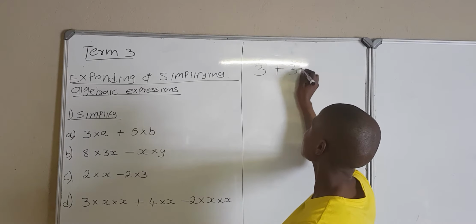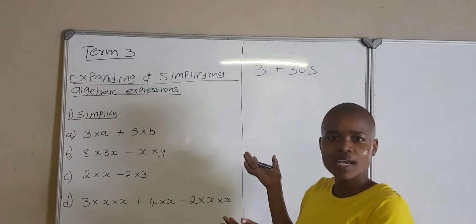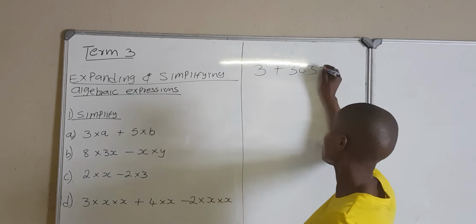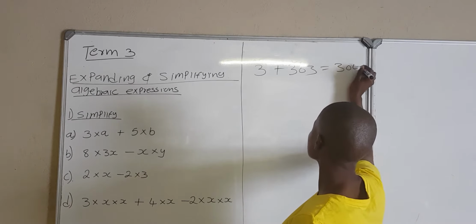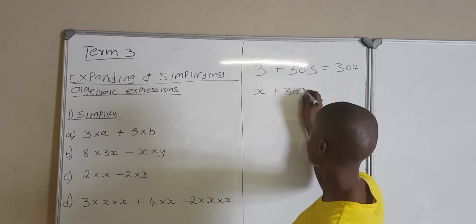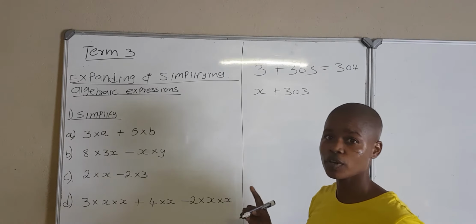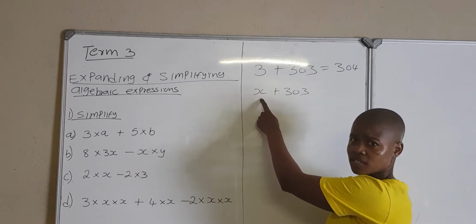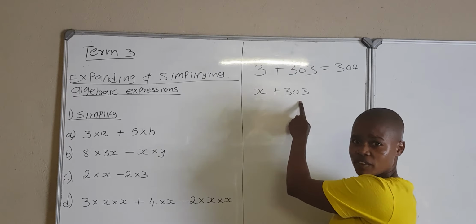plus 303. They are like terms, are they not? Yeah, because they are just numbers. I can add them. Then they will give me 304. But then if I have got x plus 303, I'm talking a different story now, because I have got an x and this 303 does not have an x.